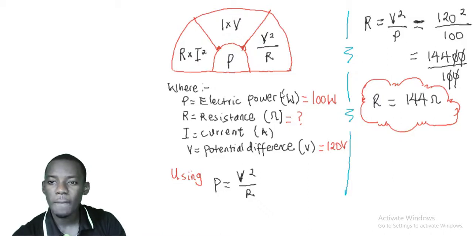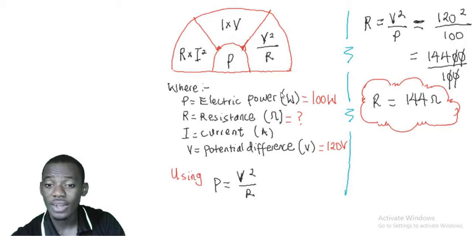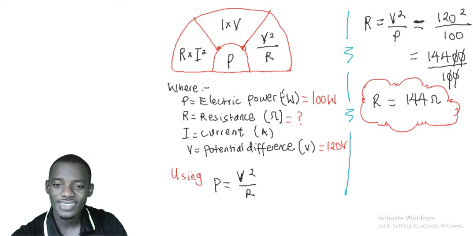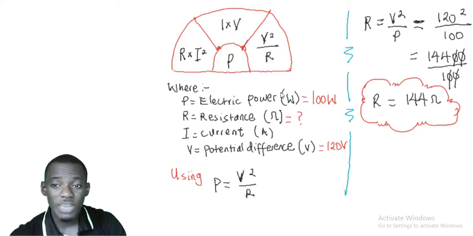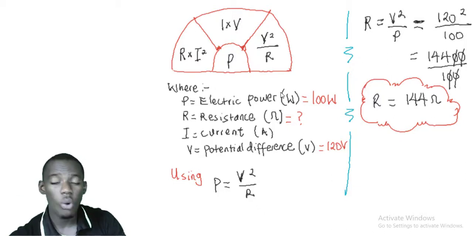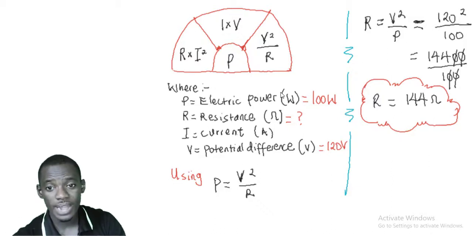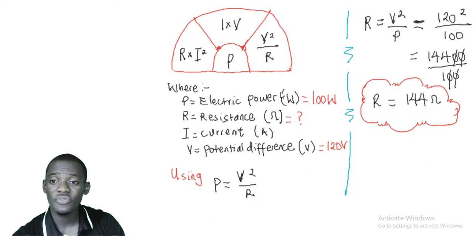Good. Now we are told to find R, that's the resistance. So making the resistance the subject, I will cross multiply, and I will have PR equals V squared. Then if I divide both sides by P, I get R equals V squared over P. That is the formula that will help you find R in this question. R equals V squared over P.